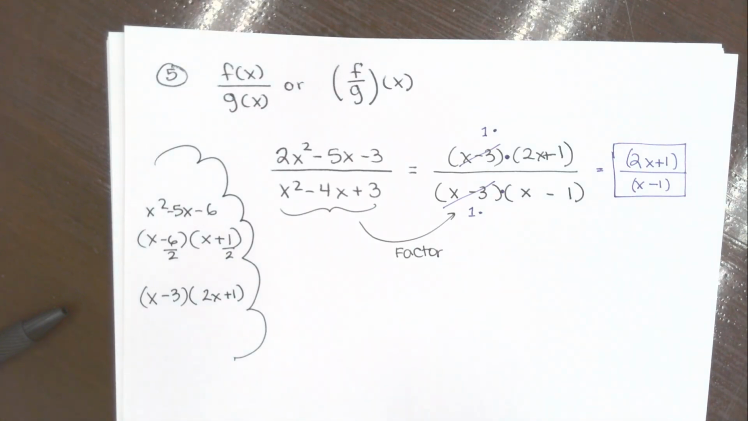Now, I do want to point out that there is more to this. We are not talking about excluded values. There are some excluded values here. I'm just asking you to divide. We're going to talk about all of that when we get to that unit. That is it for our simplifying for the composition of functions.